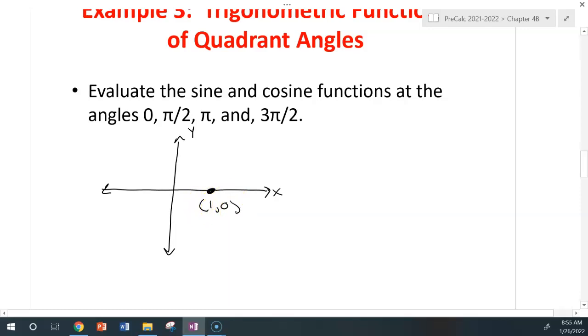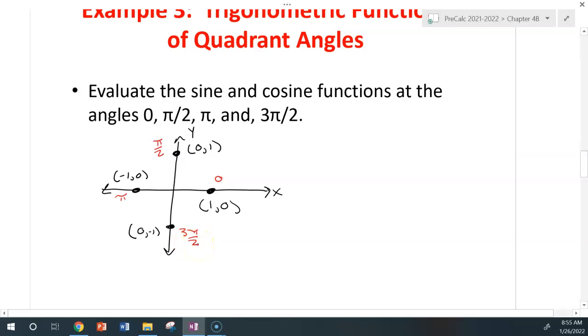And that one's 0. Pi over 2 is going to be up here, on the y-axis. That point is 0, 1. Pi is going to be negative 1, 0. And 3 pi over 2 is 0, negative 1. And let's go ahead and label this. So this is 0, pi over 2, pi, and 3 pi over 2.